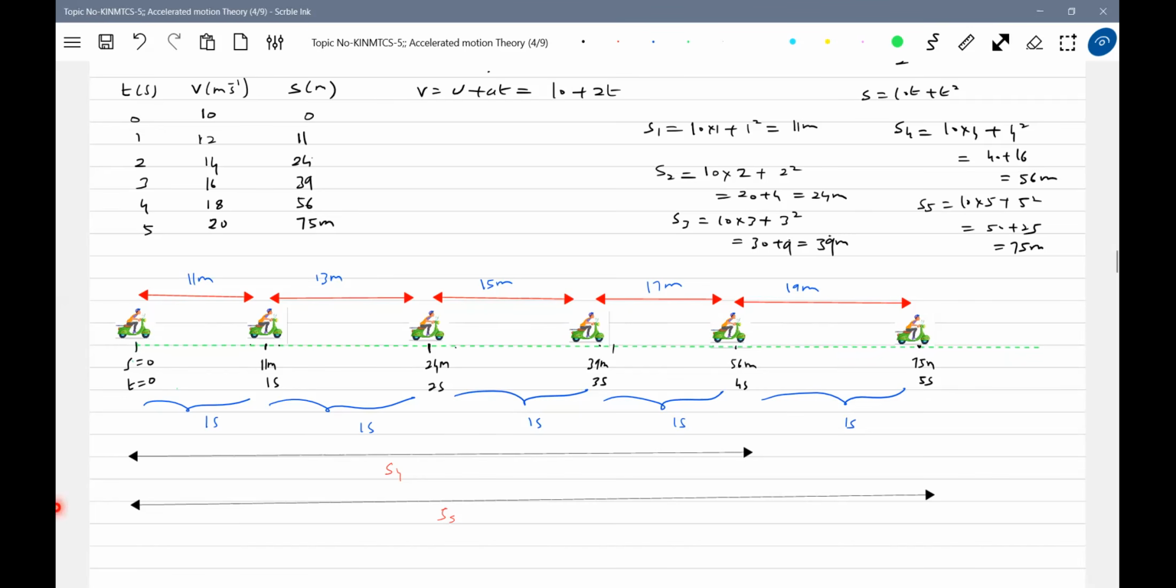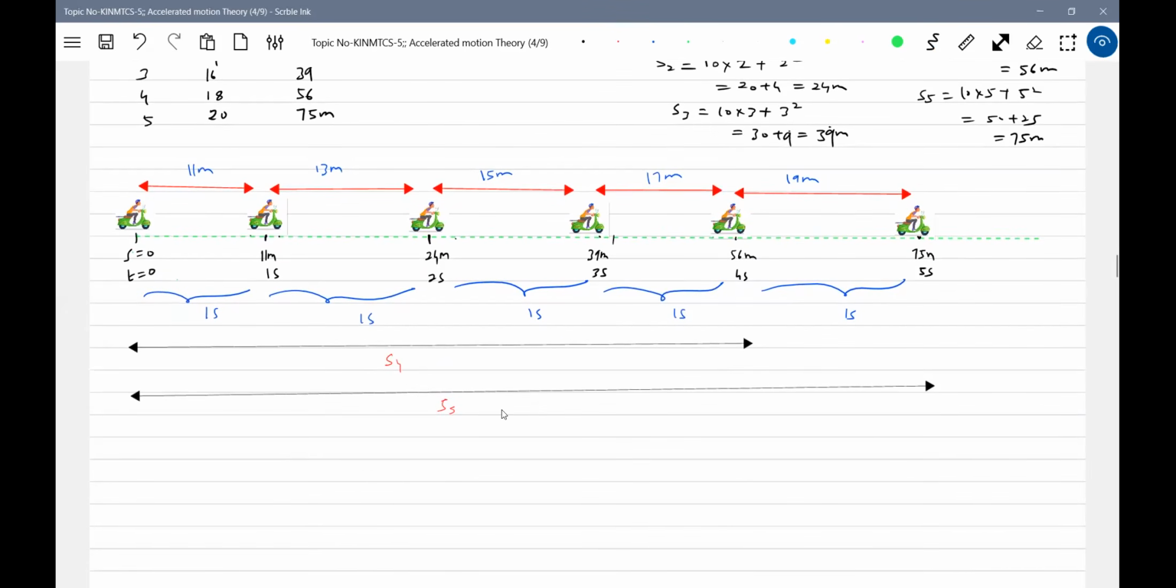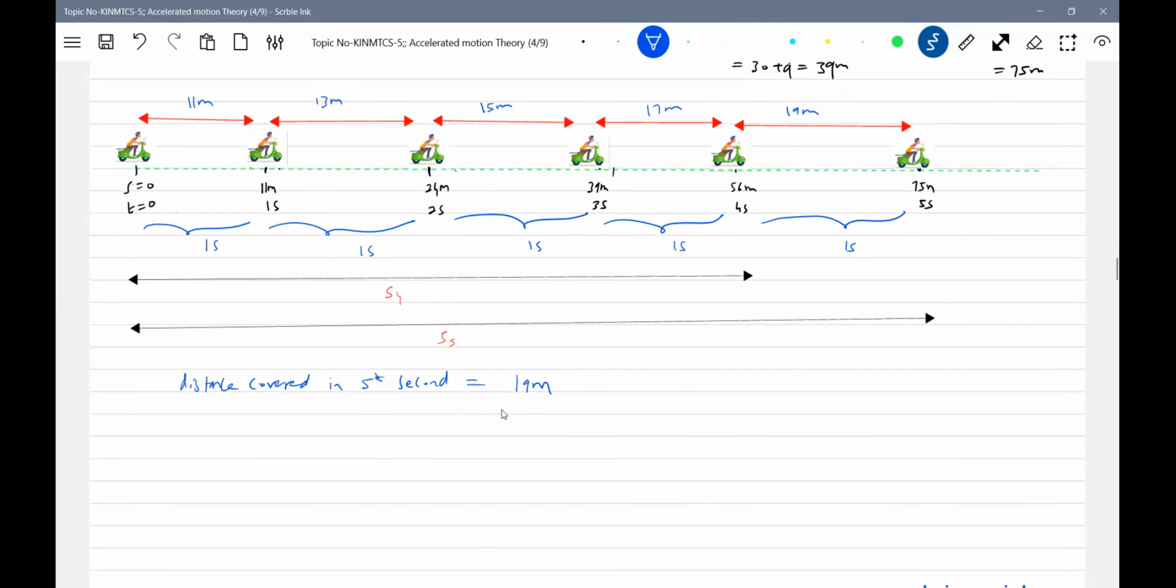Okay, let's do one thing. Distance covered in 5th second I want. So what should you do? Distance covered for 5 seconds minus distance covered for 4 seconds. I think that was the formula. So let me rewrite. Distance covered in 5th second. How much is it? We know it is 19 meter. This is also equal to the distance covered in 5th second.